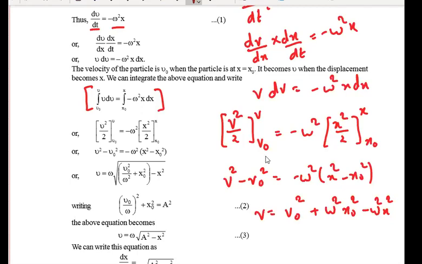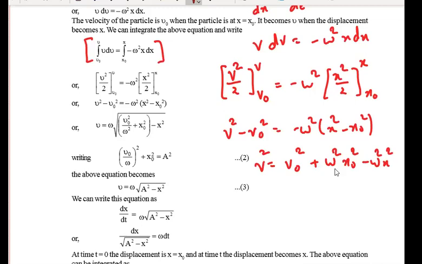Right? V square. Now divide everything by omega. So it will be V square is equal to V naught square by omega square plus x naught square minus x square. Right? So if you see this, can I say that V is equal to omega under root this? Yes or no?